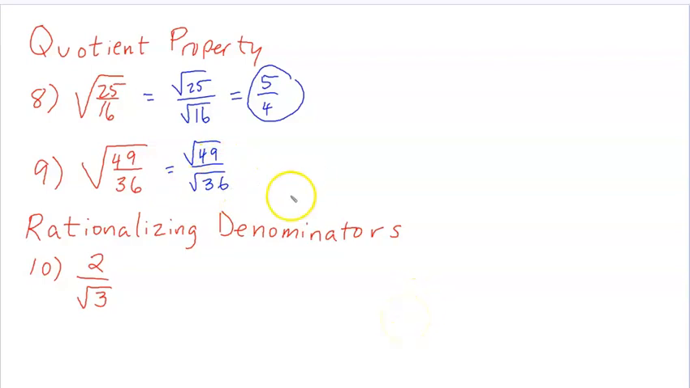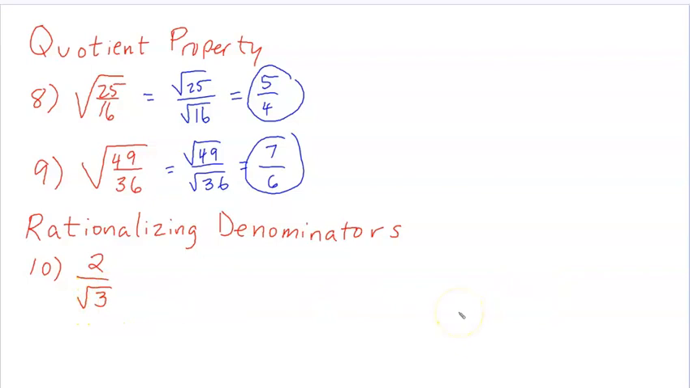That's really just what the quotient property says. The square root of 49 is 7, and the square root of 36 is 6. Now, there are times when, like number 10, we have a fraction and we have a radical in the denominator, and that denominator cannot be simplified.